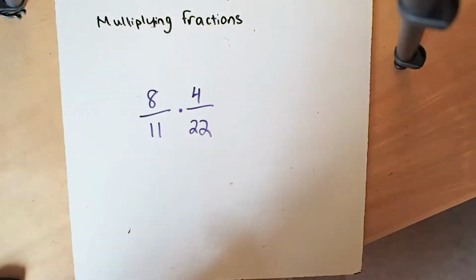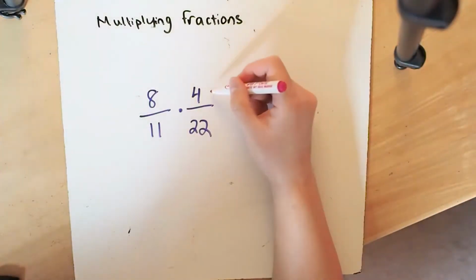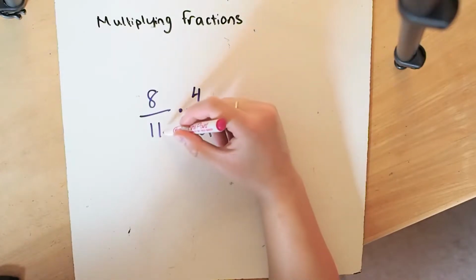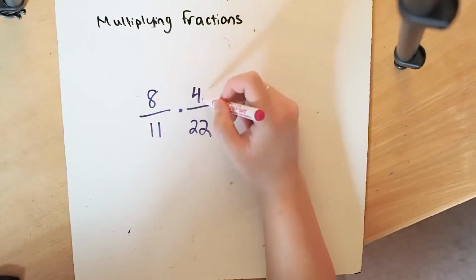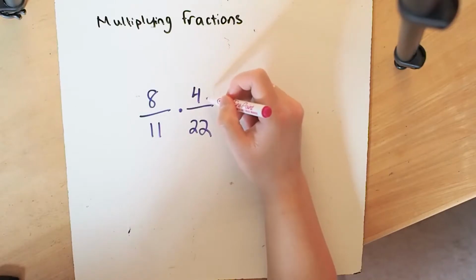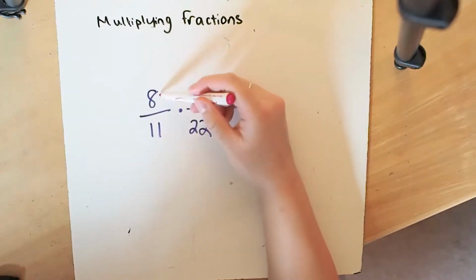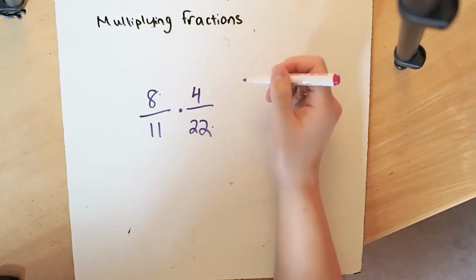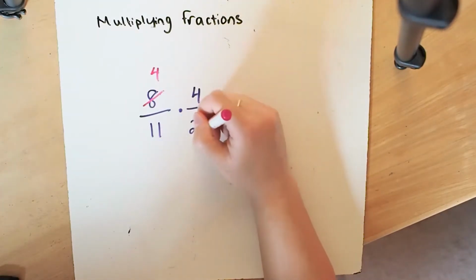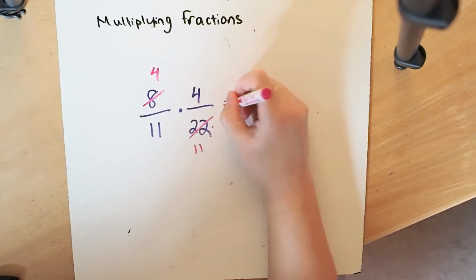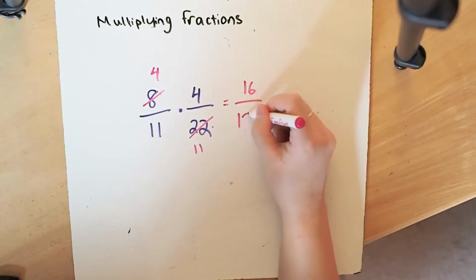The last and most important thing to remember is that you can only take common factors from other fractions if one part is on the top and the other is on the bottom. So even though 11 and 22 have common factors of 11, we can't reduce them because both of these numbers are on the bottom. Same thing here, 8 and 4 are both on the top, so you're not allowed to reduce them by the common factor of 4. However, 8 and 22 have common factors, and 8 is on the top and 22 is on the bottom. That means we're allowed to reduce. So I can say, okay, 8 divided by 2 is 4, and 22 divided by 2 is 11. So in this case, we would get 16 over 121.